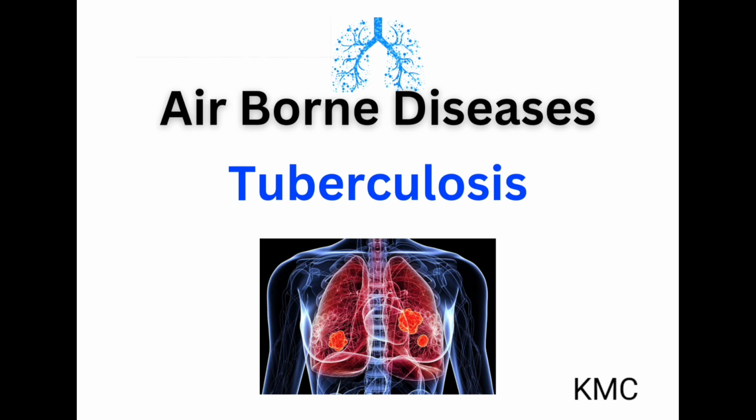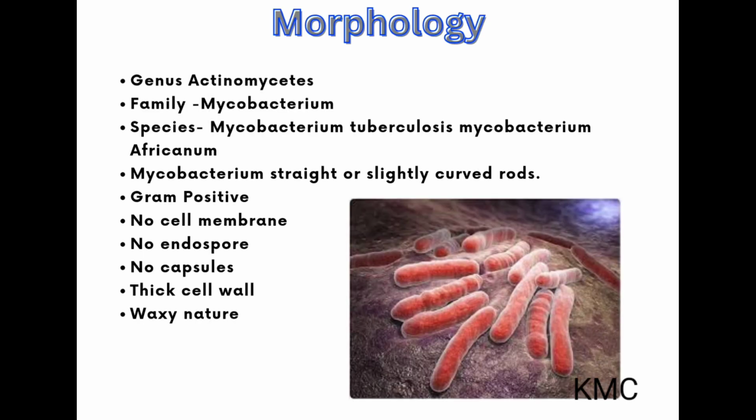Mycobacterium tuberculosis belongs to the family Mycobacteriaceae, and this tuberculosis disease is caused by mainly three types of species. One is Mycobacterium tuberculosis, another one is Mycobacterium africanum, and the third one is Mycobacterium bovis. Out of these three, Mycobacterium tuberculosis is one of the most important bacteria which cause tuberculosis. And if you see the shape of the bacteria, these are straight or slightly curved rods. As they are rod-shaped, they are called bacilli.